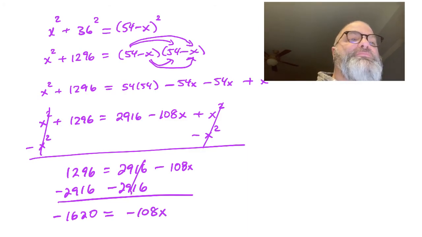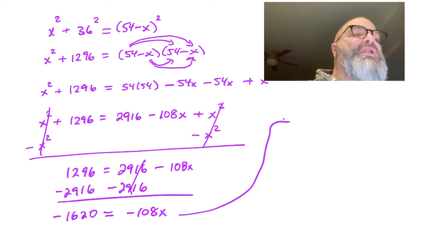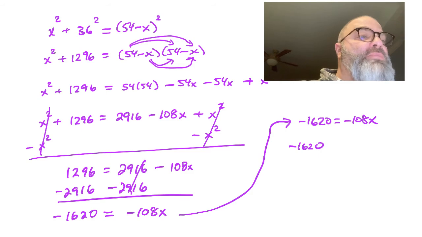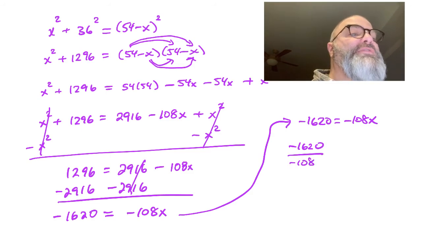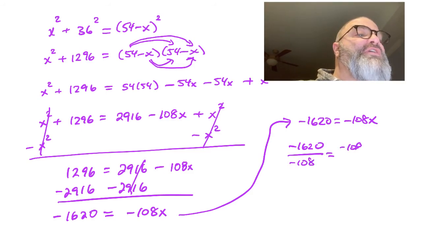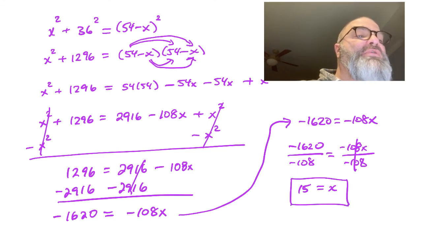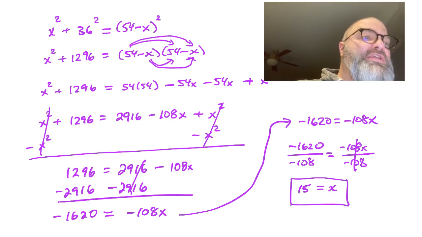So we have negative 1620 equal to negative 108x, and we can divide both sides by negative 108. The negative 108s cancel out, and that gives us 15 is equal to x. So the length of the segment we were interested in is 15.